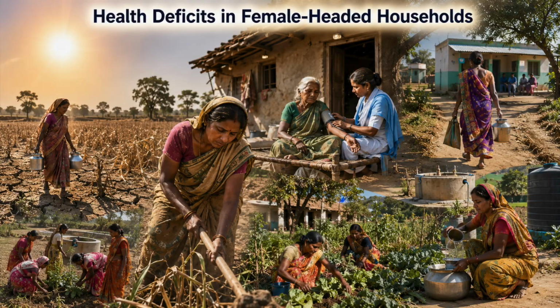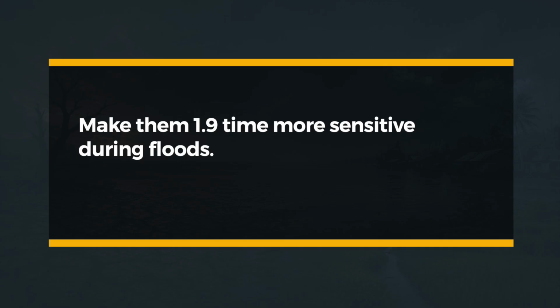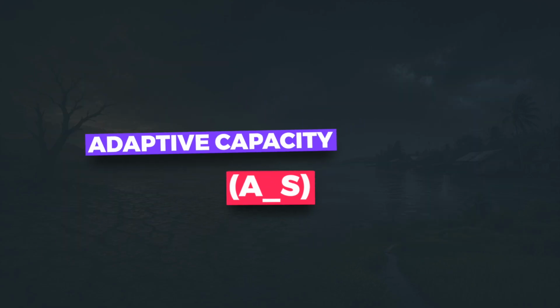This equally aggregates immediate threat vectors. Such an analysis showed that the compounded effect of water, food and health deficits in female-headed households makes them 1.9 times more sensitive during floods. And the third is adaptive capacity. This inversely correlates with vulnerability.